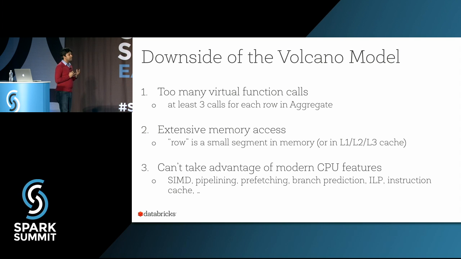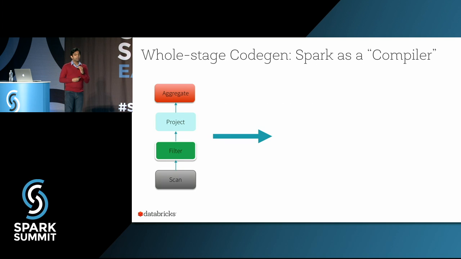And finally, the code that we saw in the Volcano iterator model was very confusing for the compiler. So you cannot really take advantage of many modern CPU features, such as SIMD, pipelining, prefetching, and branch prediction, many of the things that modern chips are designed to optimize for. In order to get around this problem, we started an effort around whole-stage code generation in 2.0, and this is continuing in subsequent releases of Spark. The whole idea behind this is to make Spark act as a compiler.